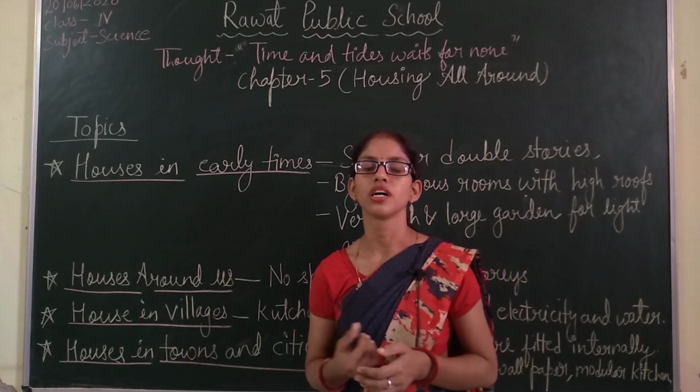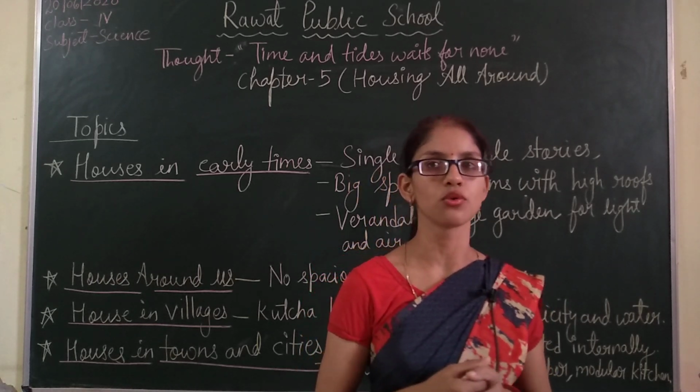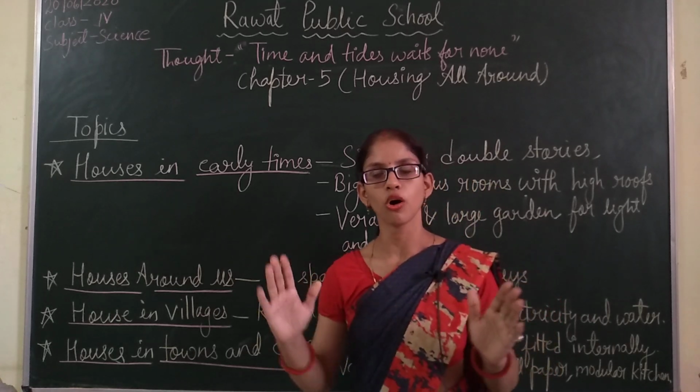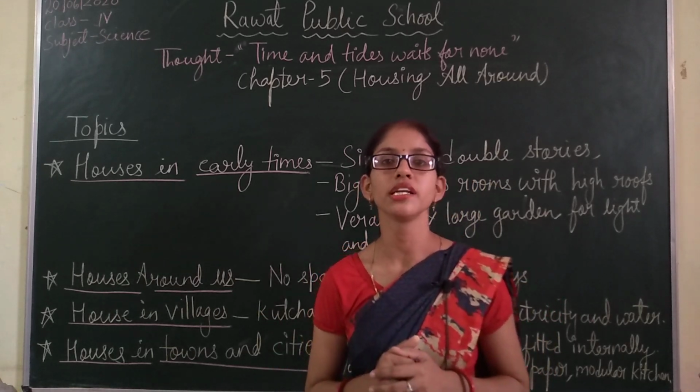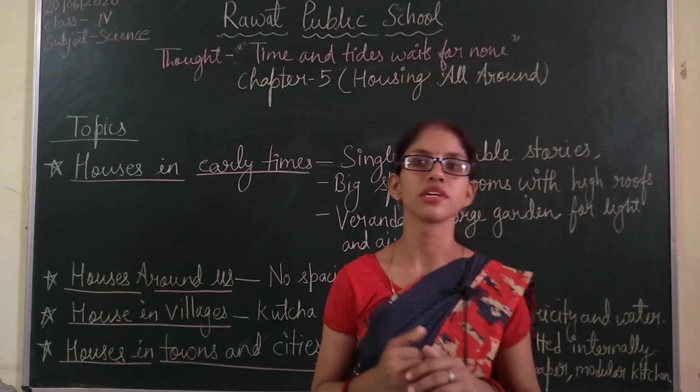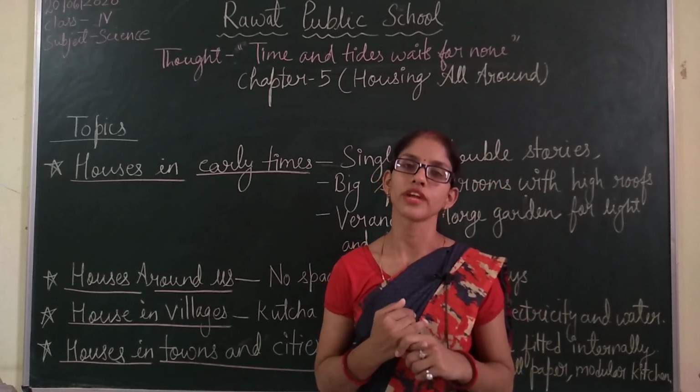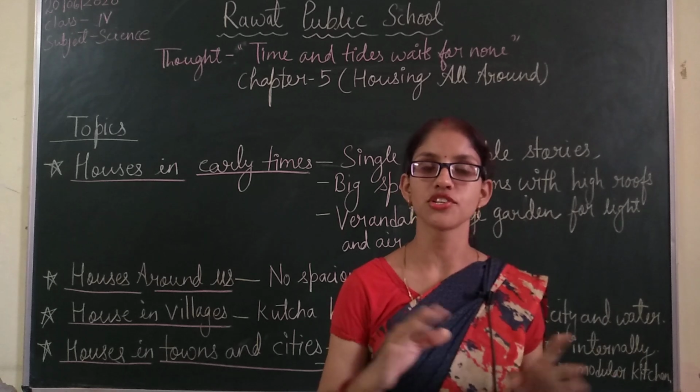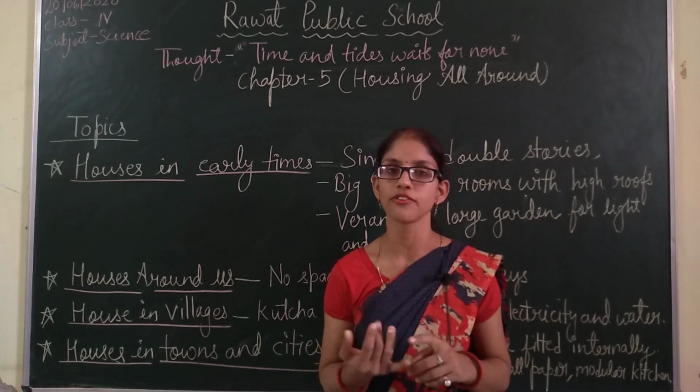And then what are the characteristics of a good and clean house? It doesn't matter if your house is big or small, but it should be neat and clean. For example, there must be doors and windows for fresh air and sunlight. Plantation should be done so that we get fresh air.